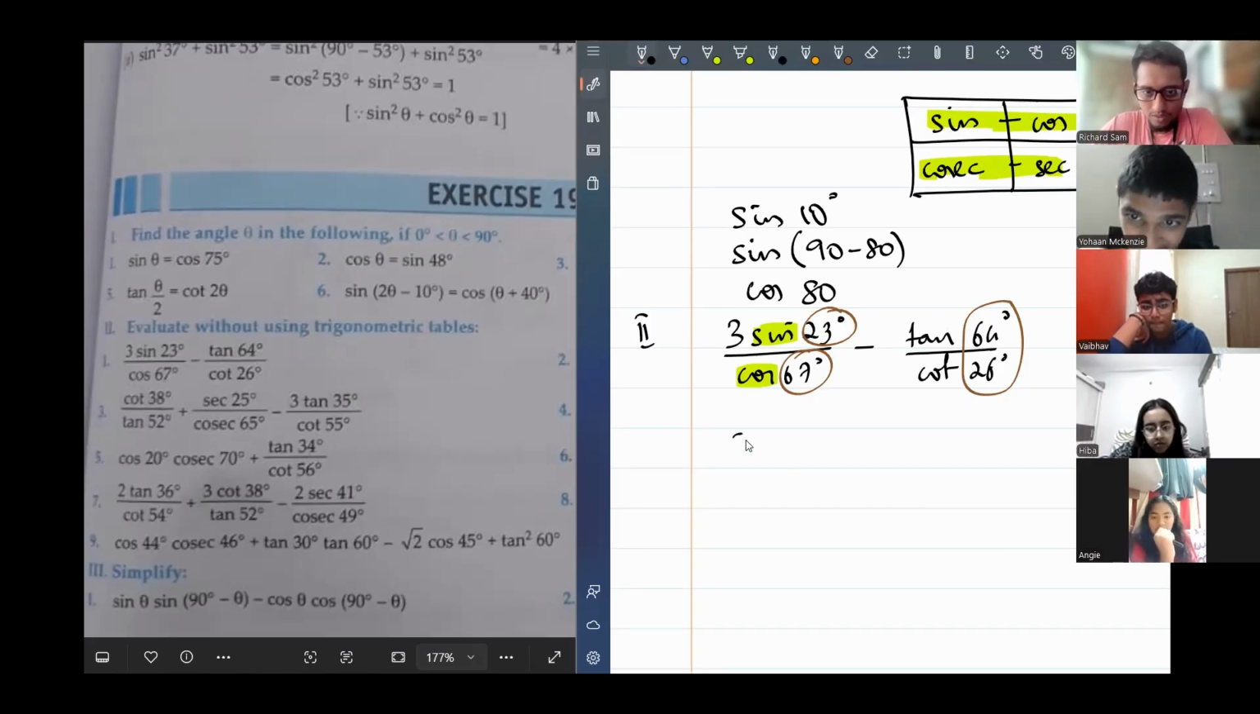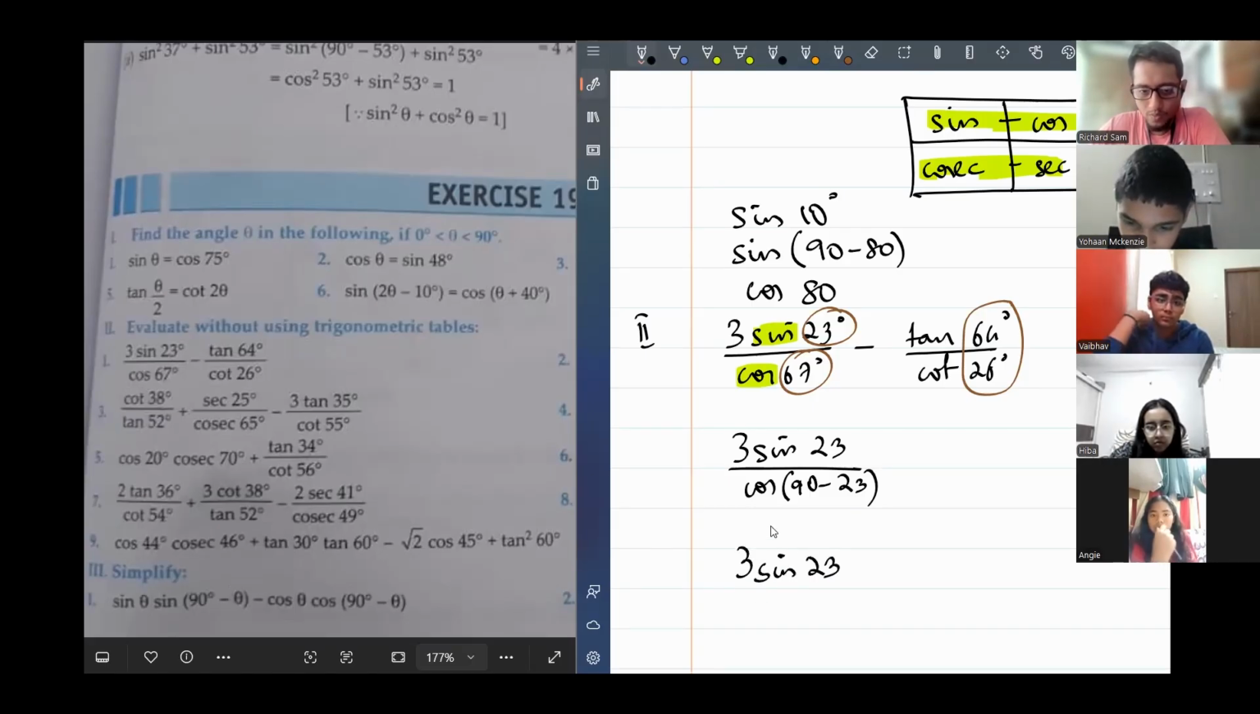All right. So let's leave the sine 23 as it is. We'll change the denominator. So cos 67 can be written as cos 90 minus 23, because 67 plus 23 is 90. So 67 degree, we're writing it as 90 minus 23. In the next step, we can write that cos 90 minus 23 as what? As sine 23. You understand? We have applied the complementary angle formula over here. Cos 90 minus 23 is written as sine 23.